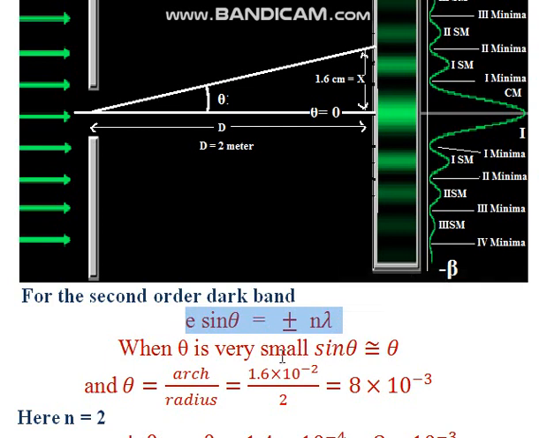Now when theta is very small, we can apply this condition, because it is a light wave and the diffraction is very small in the case of light. So we can take sin theta equal to theta, which gives theta equal to arc upon radius, equal to 8 times 10 to the power minus 3. In this way, with the help of this triangle, we can obtain the value of theta, and that value may be used in our further equation.